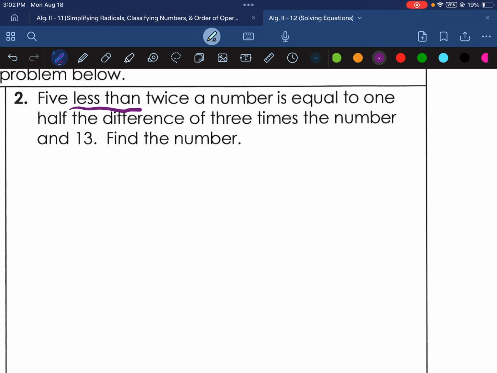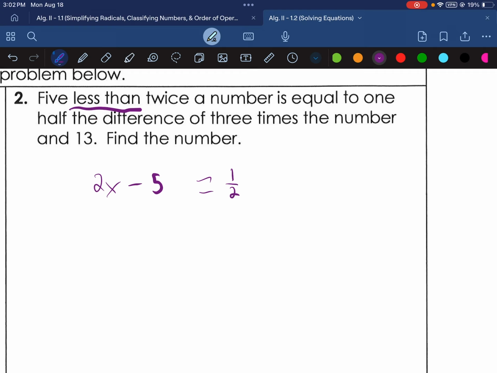Number 2, 5 less than, there's another phrase like subtracted from again, where we're going to have to turn it around. 5 less than twice a number is equal to, that's our equal sign. So twice a number, I'm going to do 2x again, minus 5, because we're doing 5 less than 2x. So we switch the order.